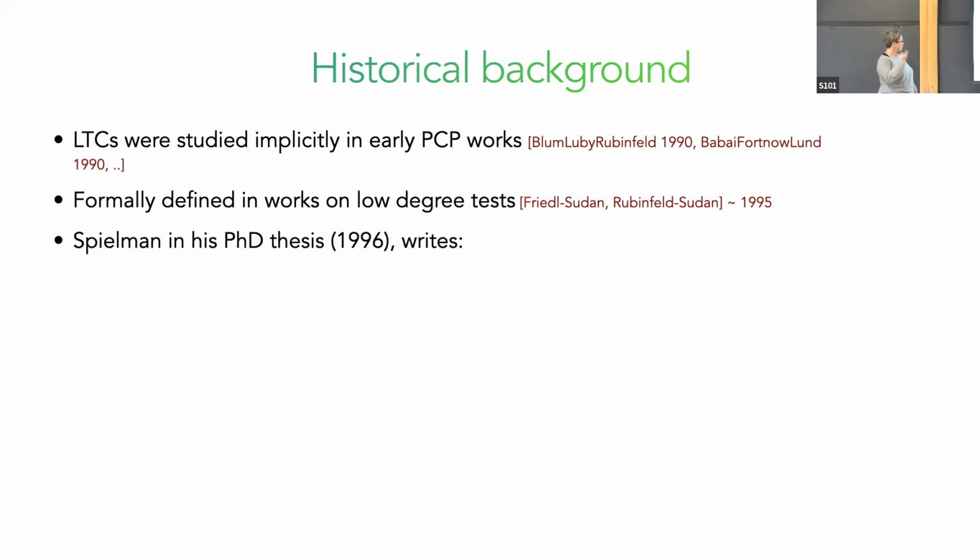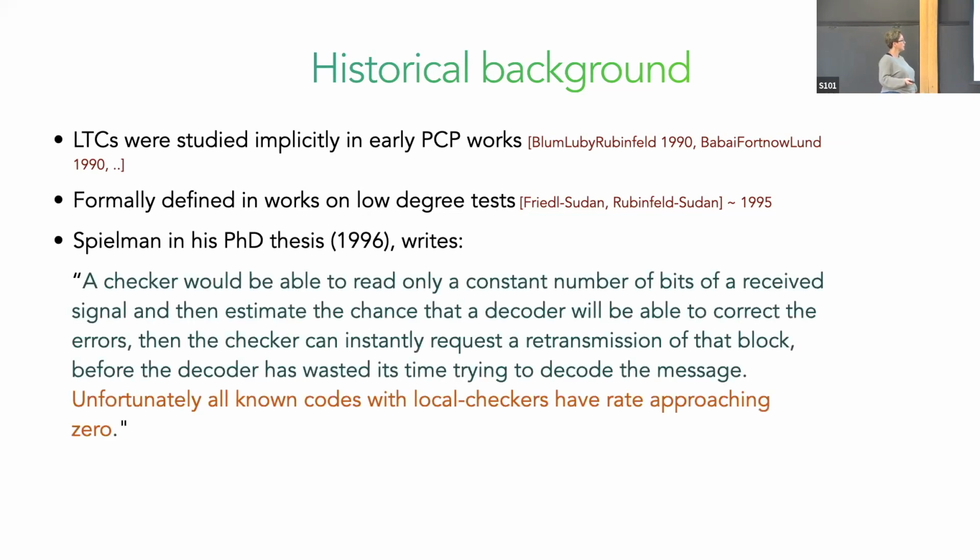Dan Spielman, in his PhD thesis, talked both about expander codes, which I'll show you soon, and also about PCPs. And he writes about the idea of having a code that's locally testable. He calls the local test a checker. He writes: a checker would be able to read only a constant number of bits from the received signal. This is the code word, or the corrupt code word. And then estimate the chance that the decoder will be able to correct the errors. Then the checker can instantly request a retransmission of that block before the decoder has wasted its time trying to decode the message. Okay, so that seems like a very useful thing.